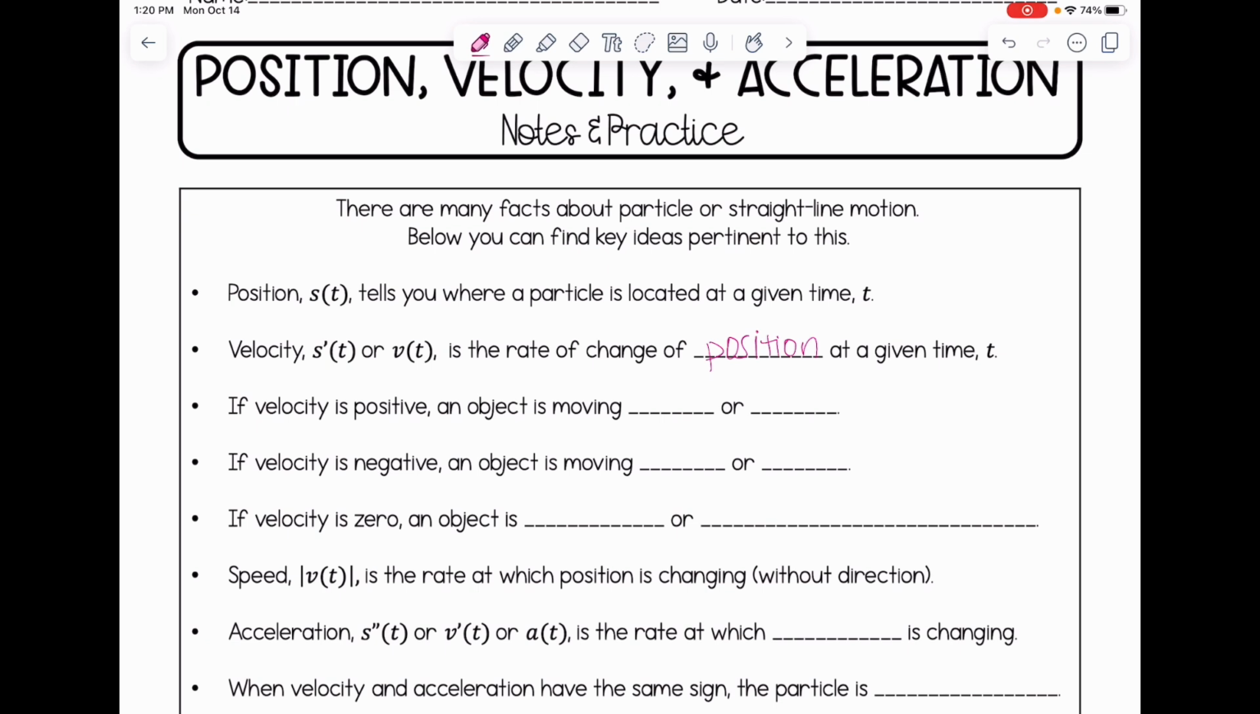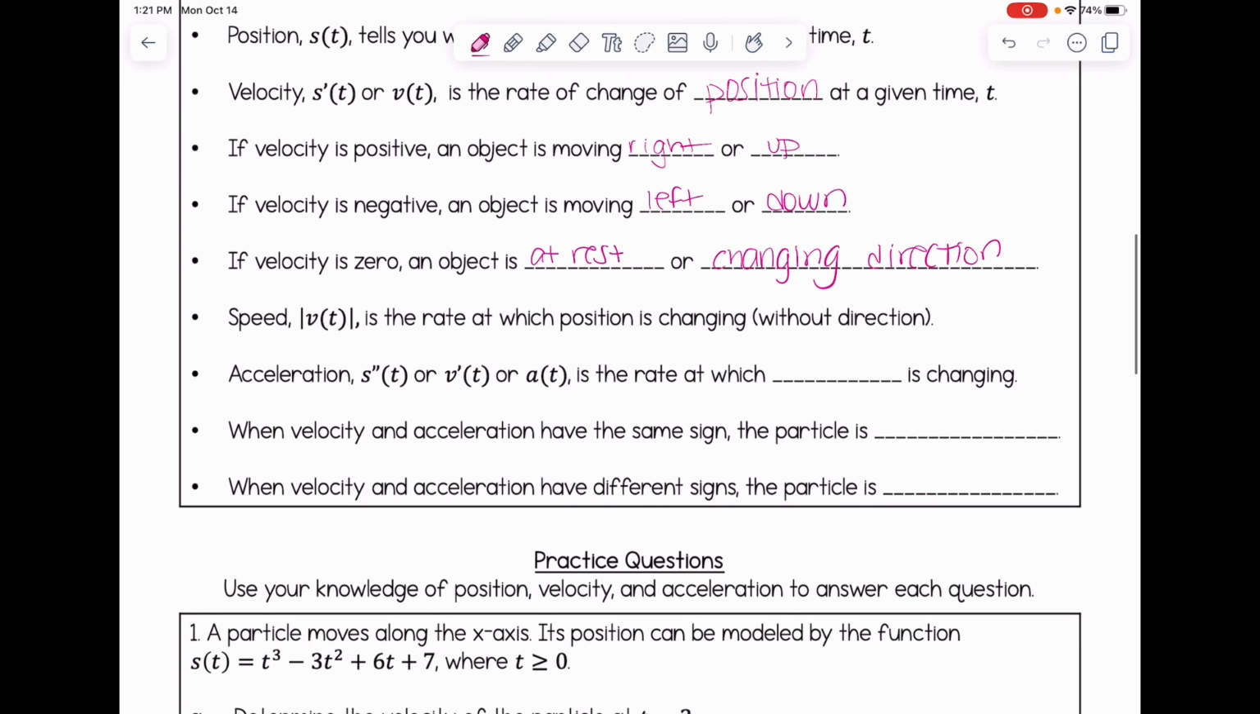If velocity is positive, an object will either be moving to the right or up, whereas if velocity is negative, an object is either moving to the left or down. If velocity is 0, an object is at rest, or it's possible that for that split second, it's changing direction. Speed, which is the absolute value of velocity, is the rate at which position is changing, but it has no direction.